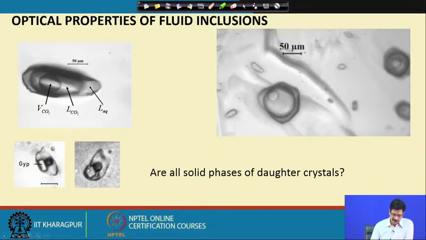Here is an inclusion containing a single gypsum crystal, and here is an inclusion containing a single calcite crystal. They are taken from the mineralized quartz body in the Malanjkhand copper deposit.